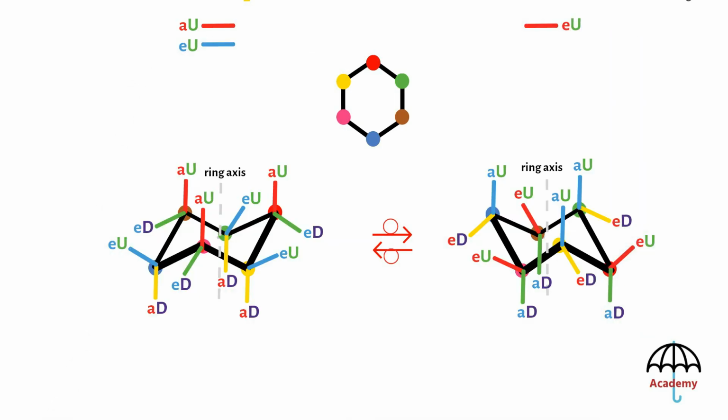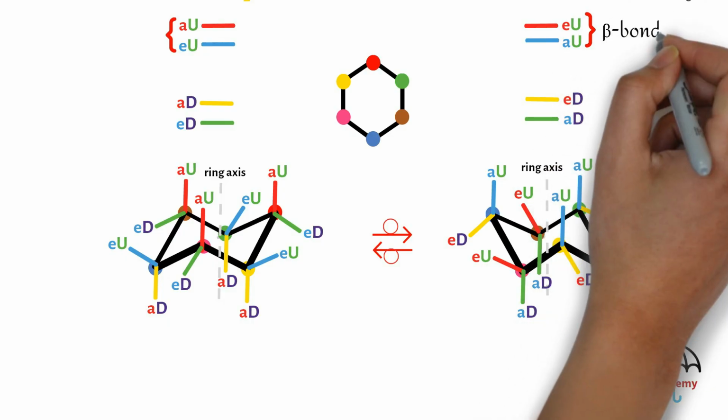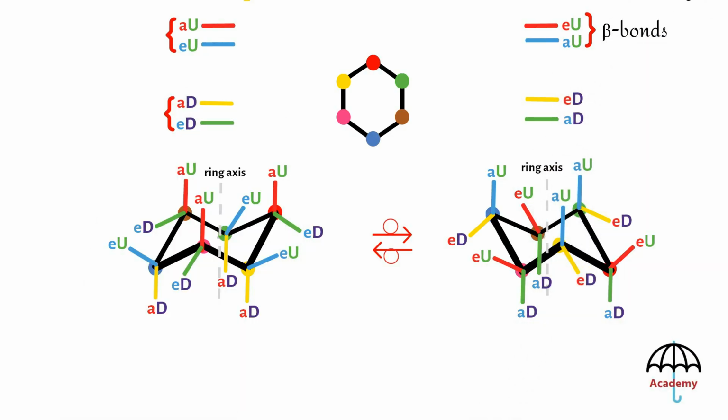Equatorial up changes to axial up. Axial down changes to equatorial down. Equatorial down changes to axial down. These up bonds are called beta bonds. And these down bonds are called alpha bonds.